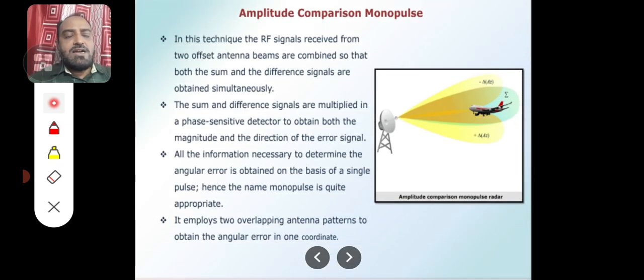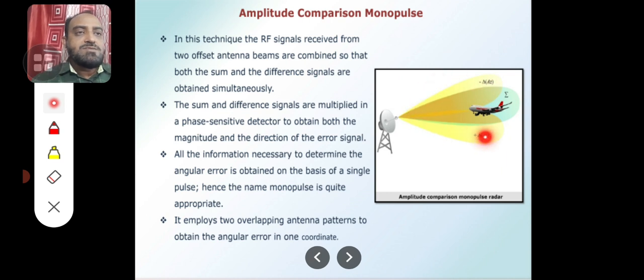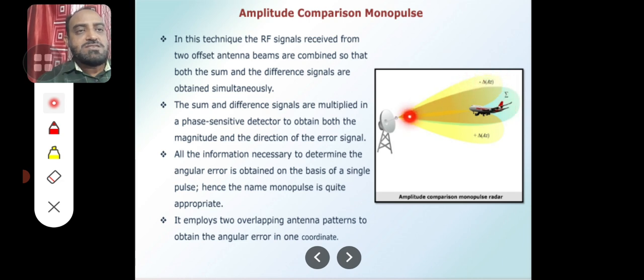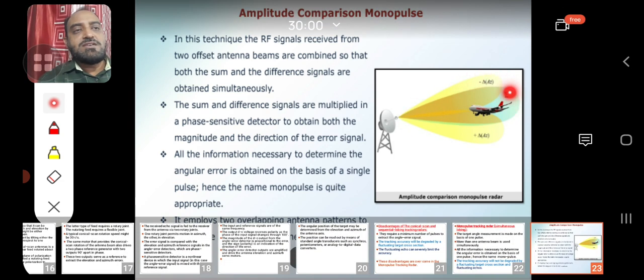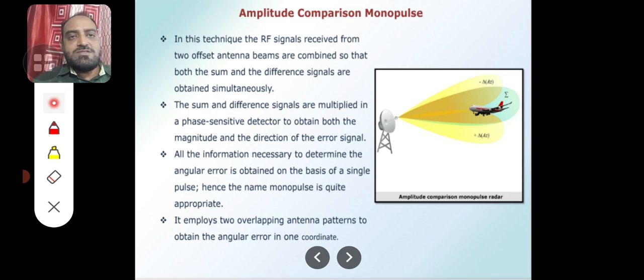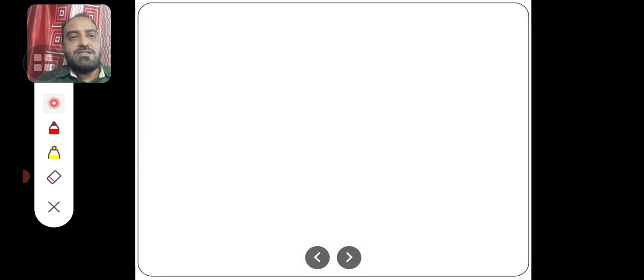If you see this diagram, we will have two beams, which are given here in yellow color. This is one beam and this is another beam. These two beams are transmitted. Those two beams, A and B, are added and subtracted, and the sum A plus B and the difference A minus B are multiplied in a phase sensitive detector to get the error signal. Here in this diagram, lobe 1 and lobe 2 are transmitted. A pulse is transmitted in both lobe 1 and lobe 2. The sum of these two pulses, the resultant, is this center one, which is represented as sigma. Now the sum and difference signals are obtained like this and multiplied in a phase sensitive detector.